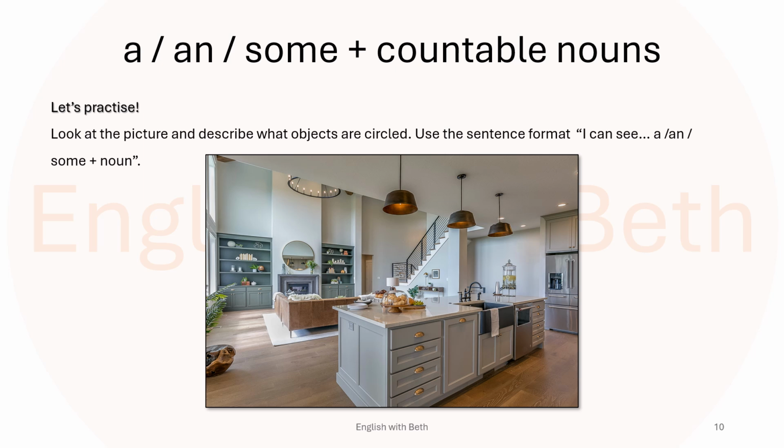Now let's practice using this photo of a lovely kitchen. Look at the picture and describe what objects are circled. Use the sentence format I can see, a, an, or some plus the noun. So what objects are circled here? That's right. Well done. I can see some lights. Not many lights, but some lights. You could also use the word lamps.